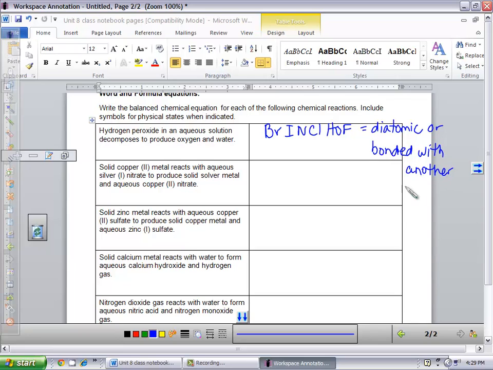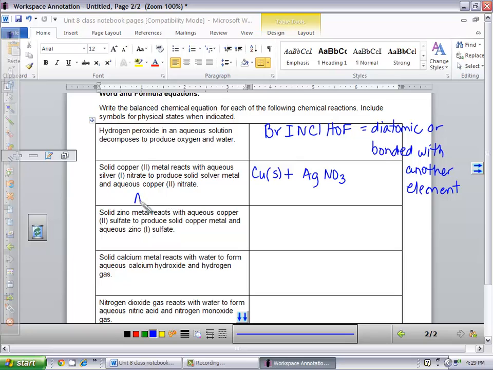Okay, so let's do a couple of examples. Now let's start down here. Copper metal. Okay, so we can write that down as copper, metal, reacts with, which means it's going to be added to, aqueous silver nitrate. So we've got silver and we've got nitrate. This we found from the periodic table, this we found from the polyatomic chart.